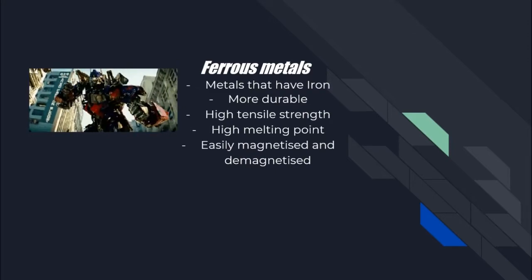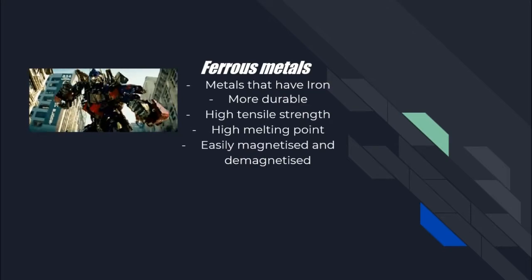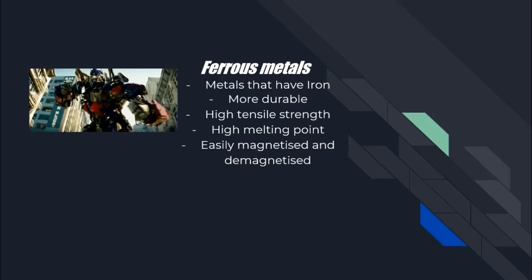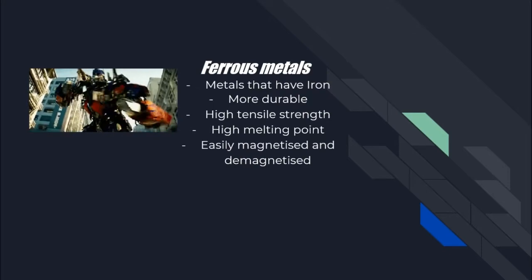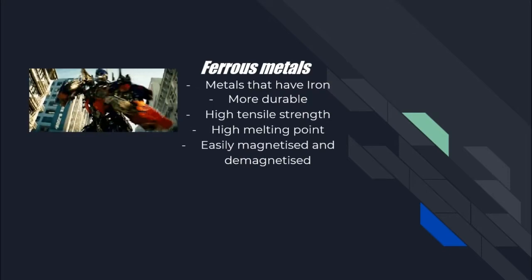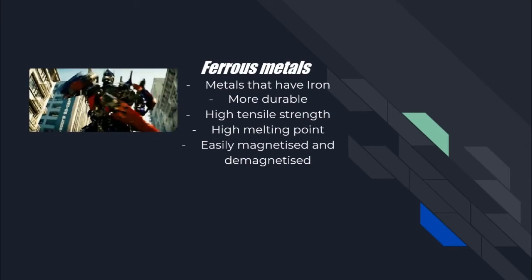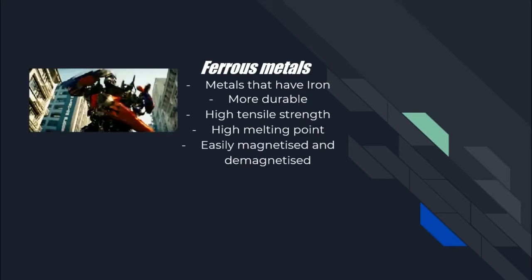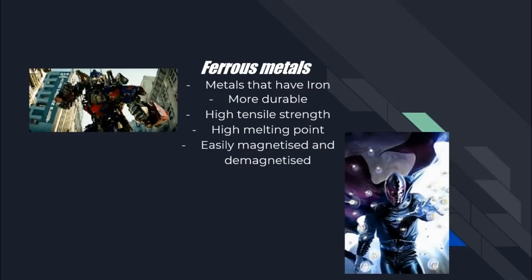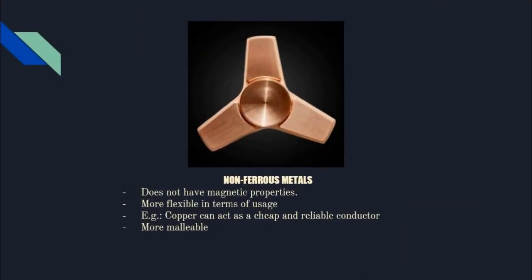Ferrous metals are also easily magnetized and demagnetized due to their iron composition. This makes them useful as electromagnets, temporary magnets. Soft iron cores are used in transformers for magnetic induction. On the other hand, non-ferrous metals are metals without iron, which means they are not magnetic.